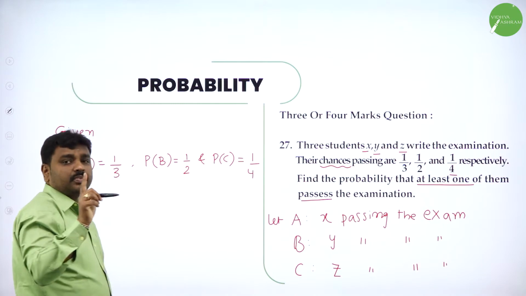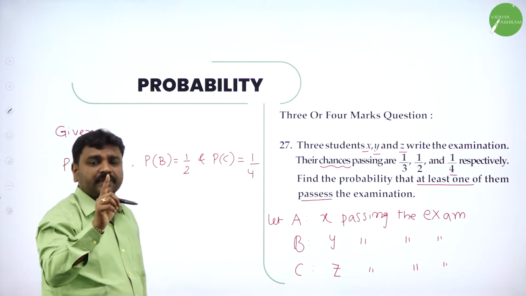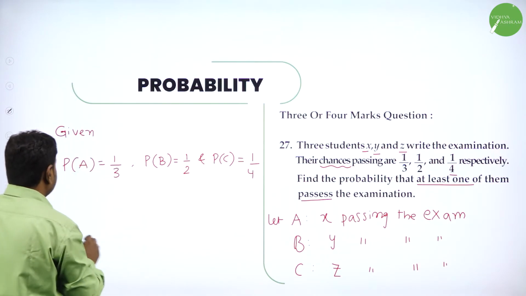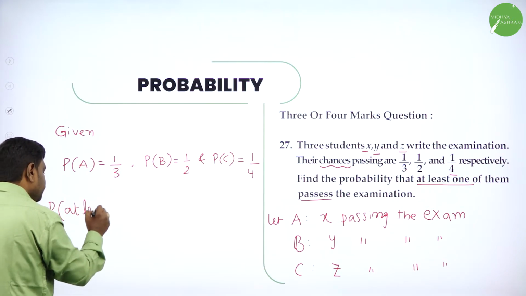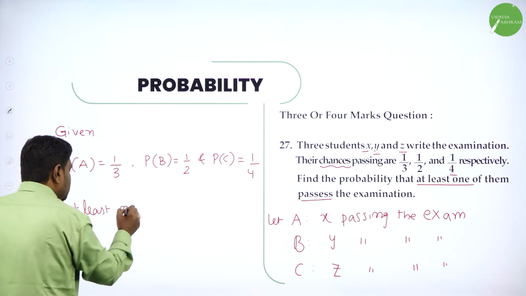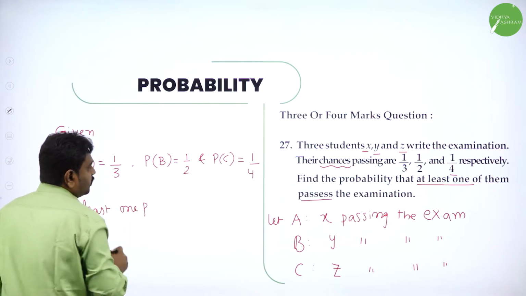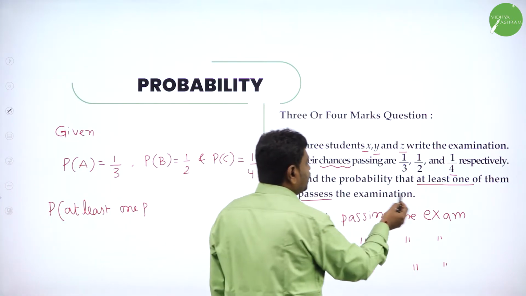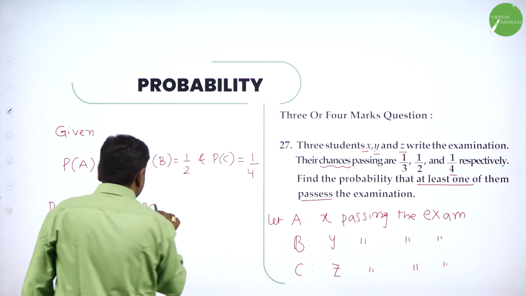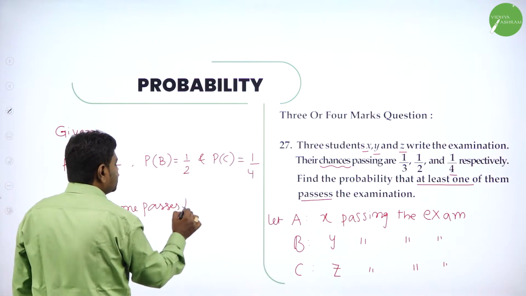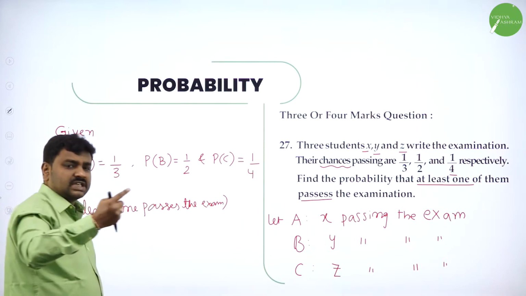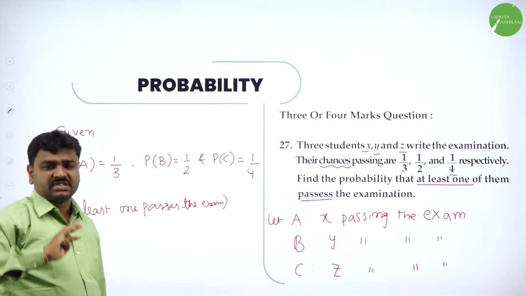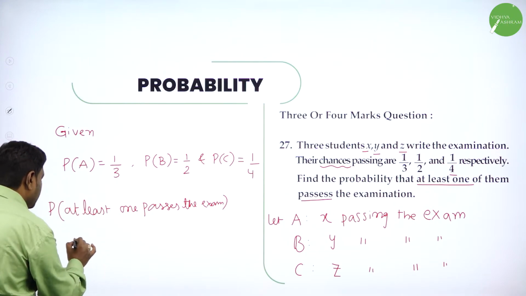And at least one passing the exam, they told. Very interesting. So I say P of at least one passing the exam. Find the probability that at least one passes the exam. At least one passes the exam means what? One or more. One may pass the exam, or two may pass, or all three may pass the exam. So what is the formula for this?